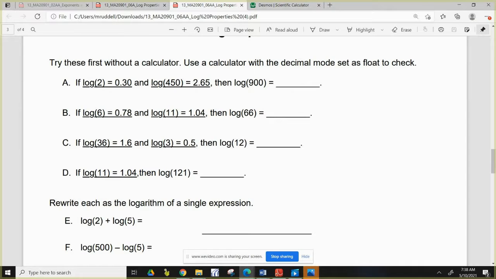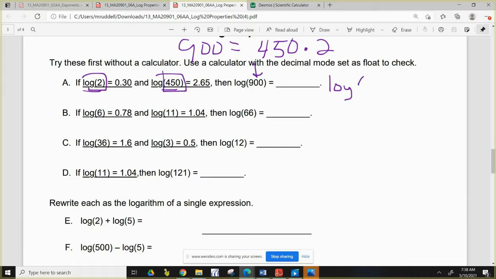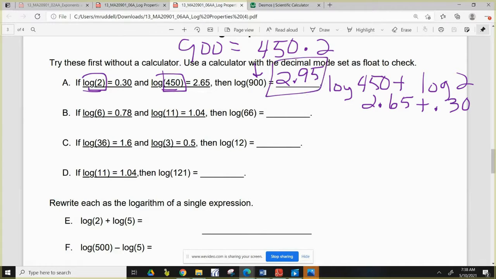If log 2 is 0.30 and log 450 is 2.65, so these are the two logs that you know, and we want to find out what's log 900. 900 is 450 times 2. What goes with multiplication? Addition. So this is going to be log 450 plus log 2. Log 450 is 2.65. Log 2 is 0.30. Add those together. Okay.